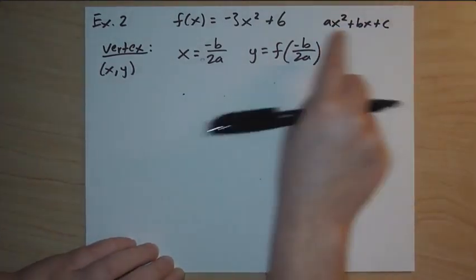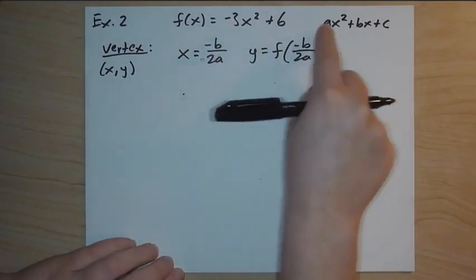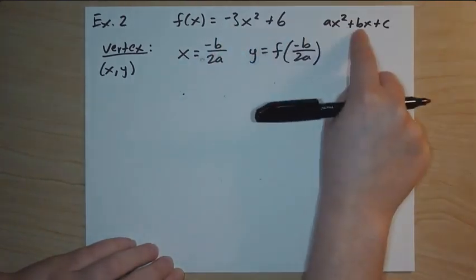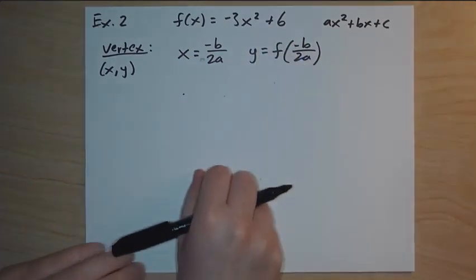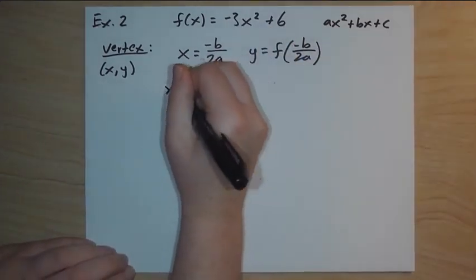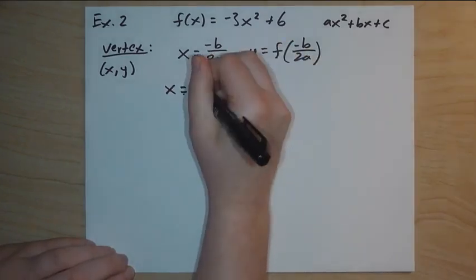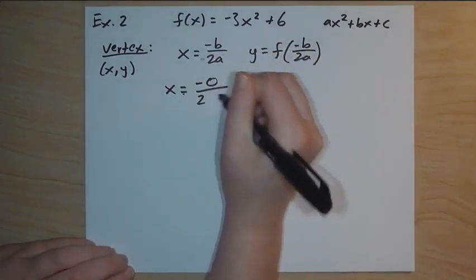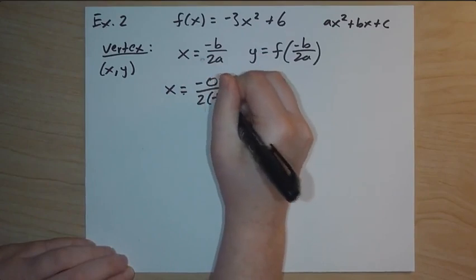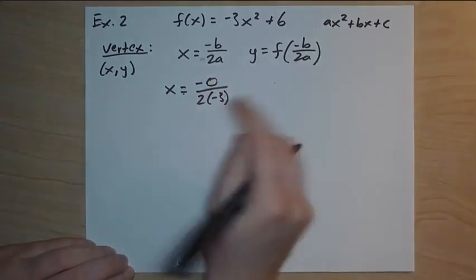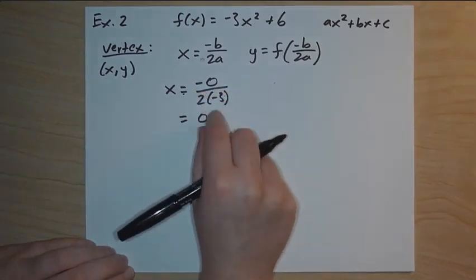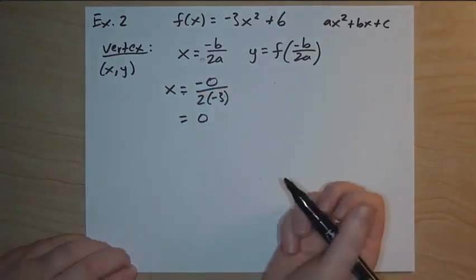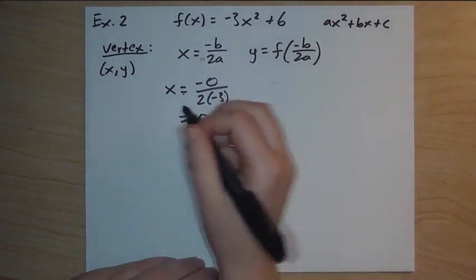So if you compare this to our function here, we have negative 3 is a, our b is going to be 0, there's no singular x, and our c is 6. So finding our x value, negative b is negative 0, divided by 2 times our a, which is negative 3. 0 is on the top, so this is just going to be equal to 0. 0 divided by anything is 0, negative 0 is just 0, so x is equal to 0.